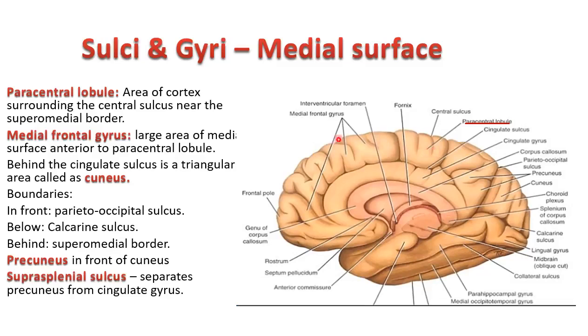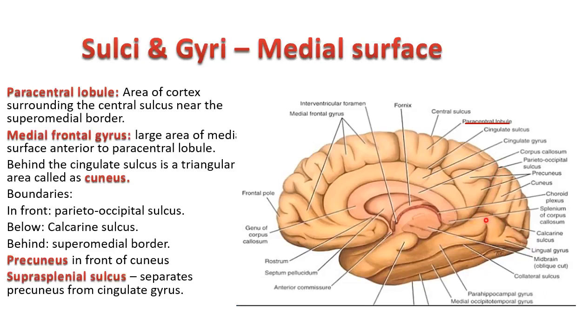The area in front of the paracentral lobule, this large area, is called the medial frontal gyrus. Then behind the cingulate sulcus, you see a triangular area called the cuneus, which is bounded anteriorly by the parieto-occipital sulcus. So now you are able to see the parieto-occipital sulcus, and the cuneus is bounded below by the calcarine sulcus.